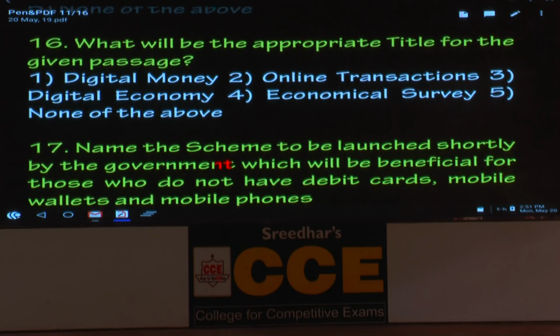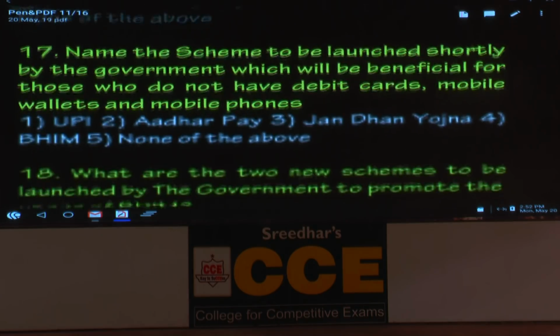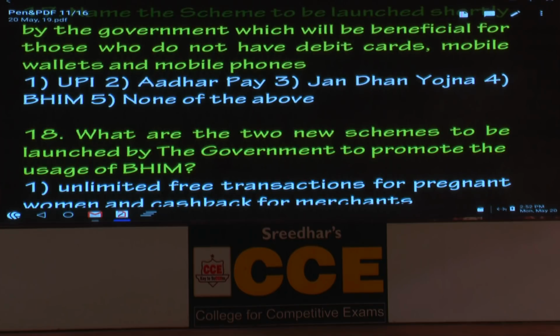Question number 16, what will be the appropriate title for the given passage? Digital money? No. Online transactions? No. Digital economy? Economical survey? No. None of the above. Generally you get the title from the first paragraph or the last paragraph. Is the answer the third option? Do you have any doubt, the way you're looking at me?